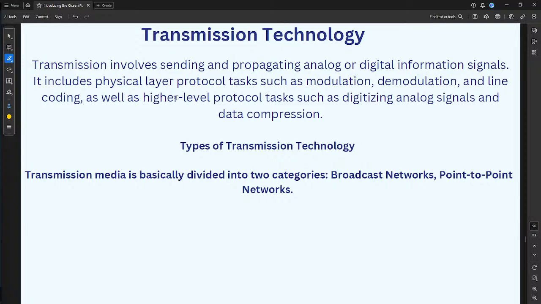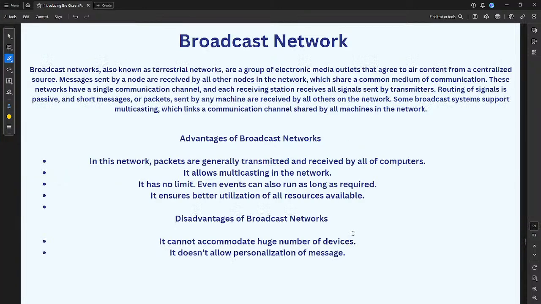So basically, like I said, the transmission technology is focusing on those protocols that are being taxed with things like demodulation, coding, and digitizing analog signals, and of course, data being transmitted or broadcasted from a point-to-point network, or depending on whatever type of network is being used. Now, a broadcast network is also known as terrestrial networks.